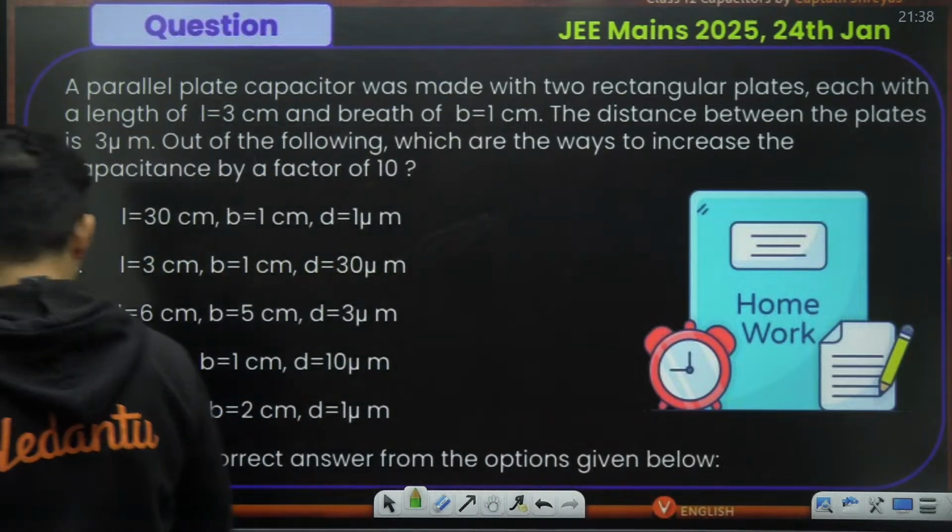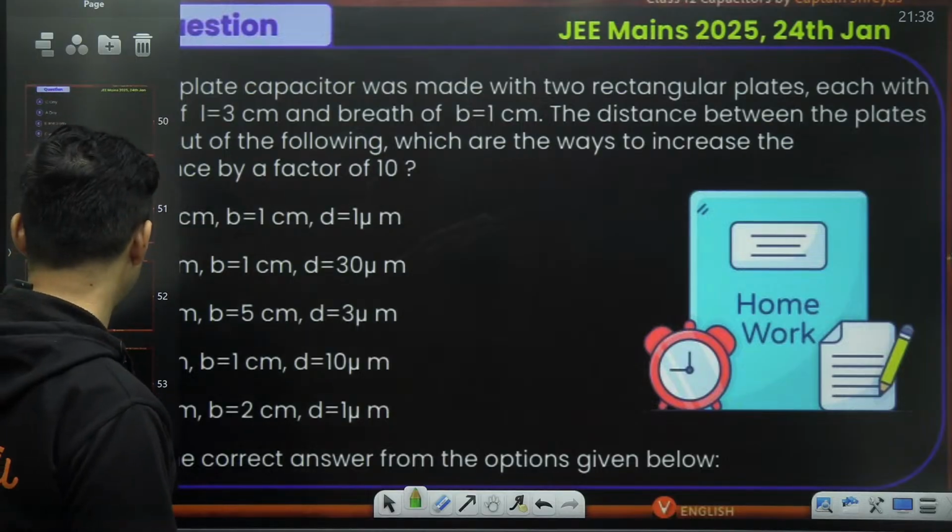All right. Hi, Rajeshwari. So solve this question. Answer is there on the next slide with the solution.